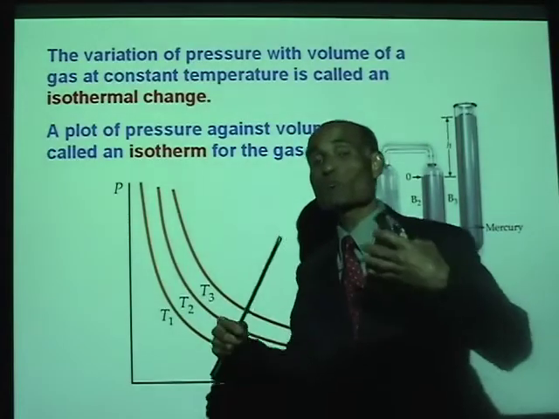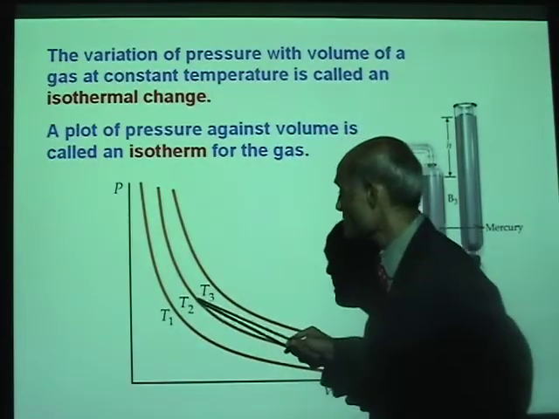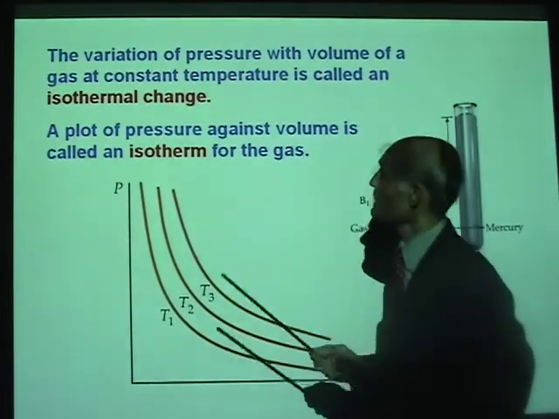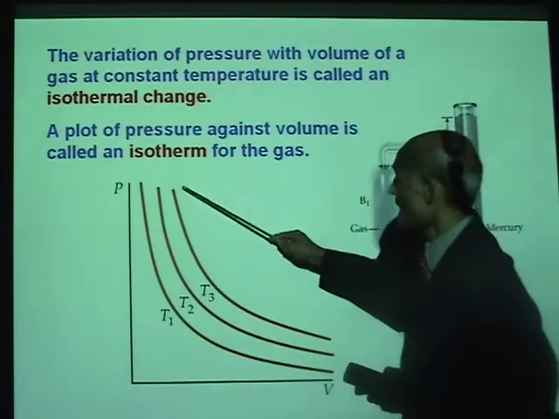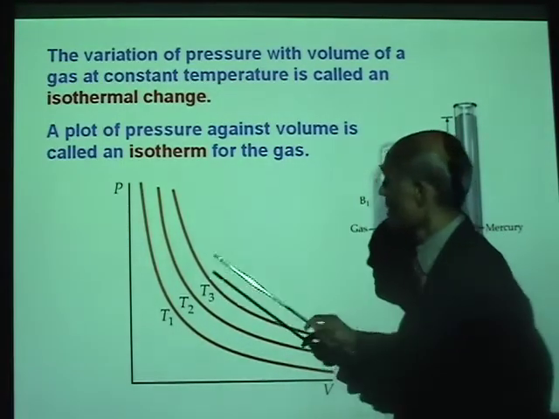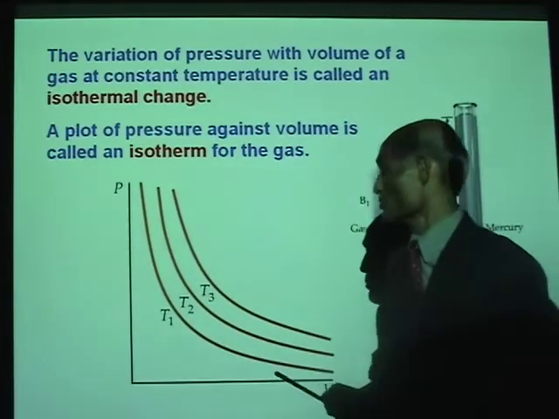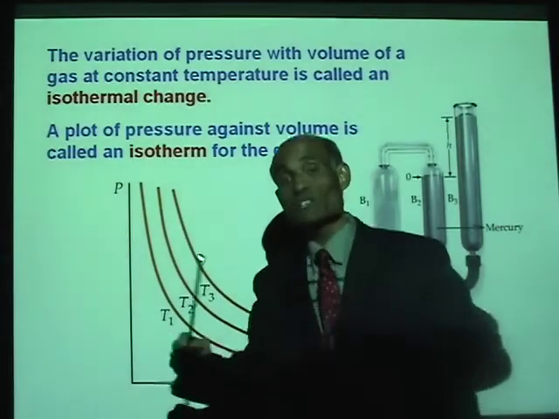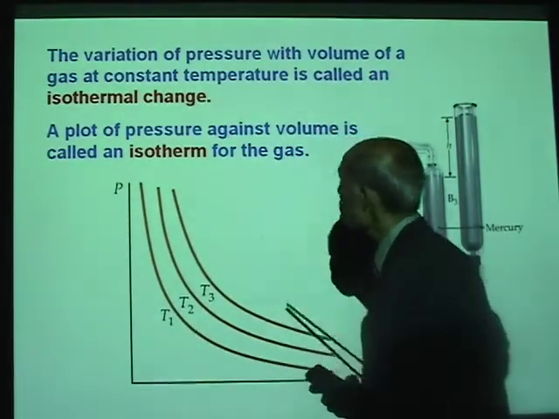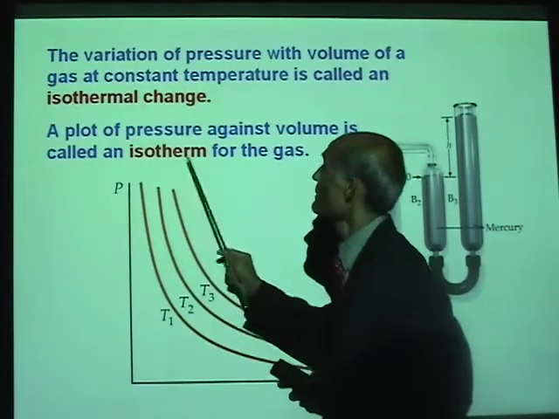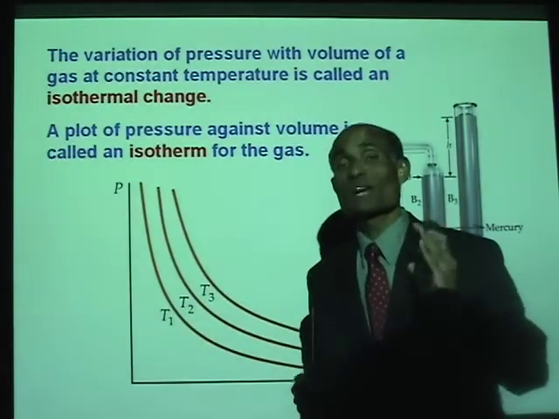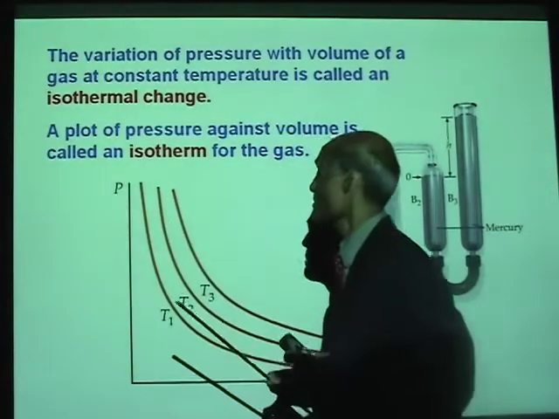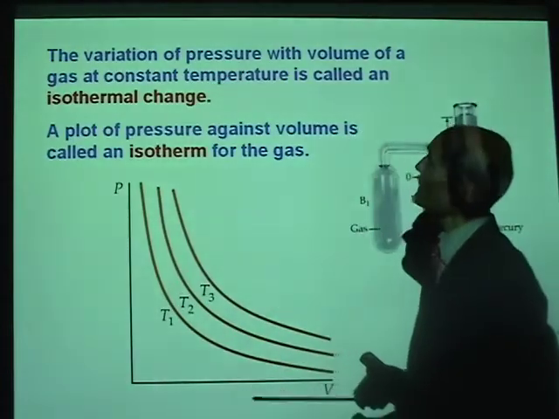If you now do the experiment using the same amount of gas at a higher temperature T2, that will be the plot of pressure versus volume, and still at a higher temperature. So these three curves represent plots of pressure against volume at three different temperatures, and each of these is called an isotherm. So the plot of pressure against volume at constant temperature is called an isotherm. Is that right? Okay, let's move on.